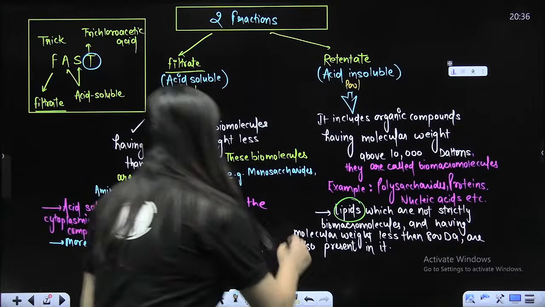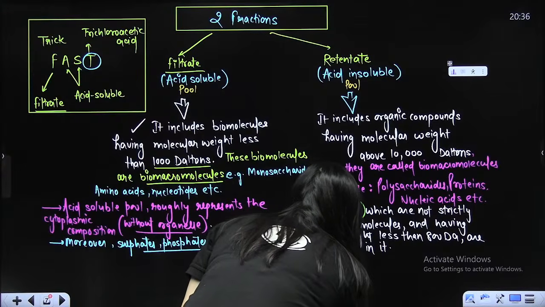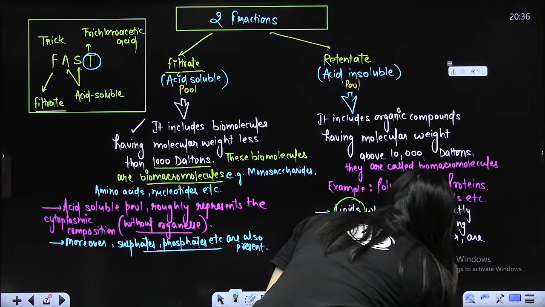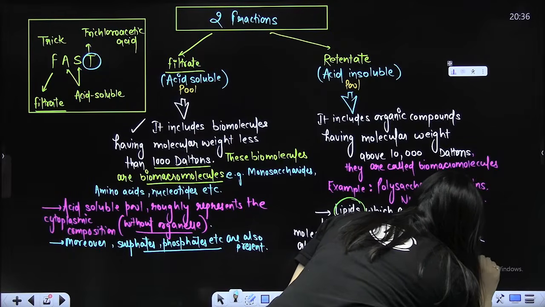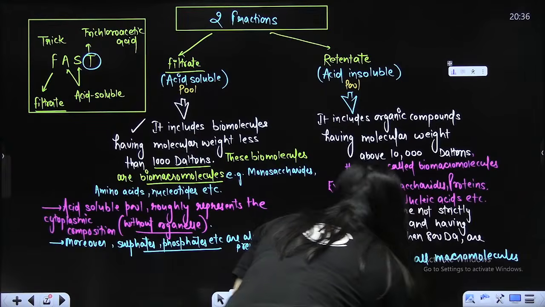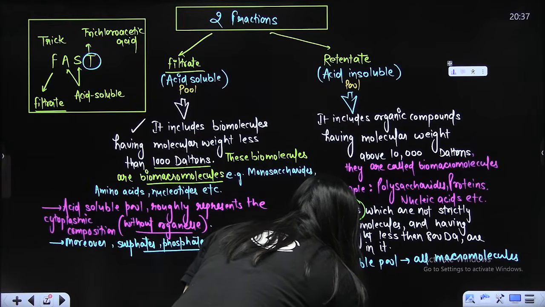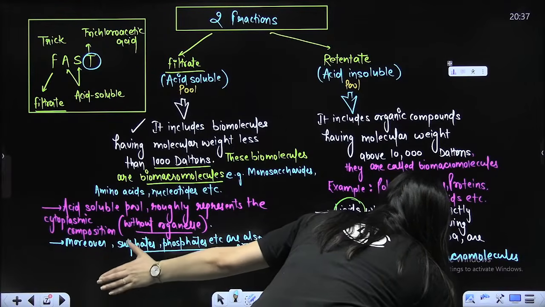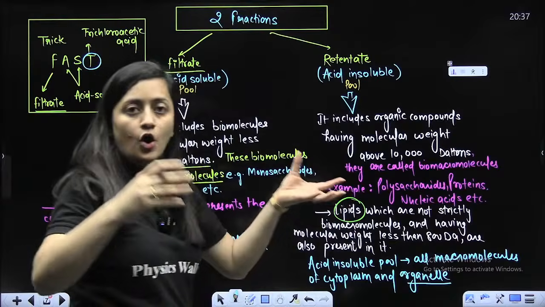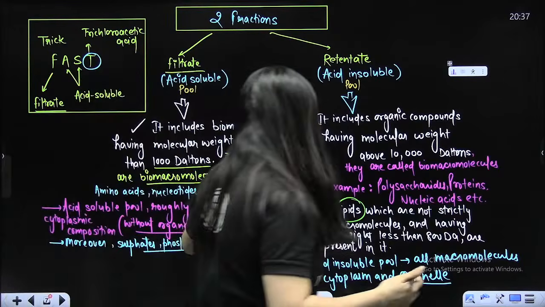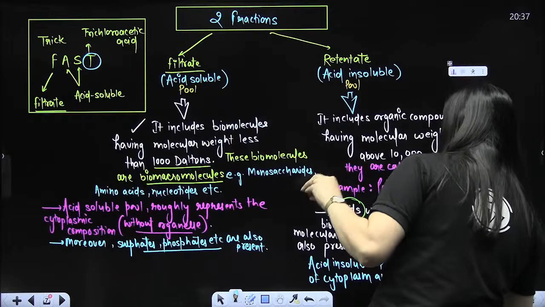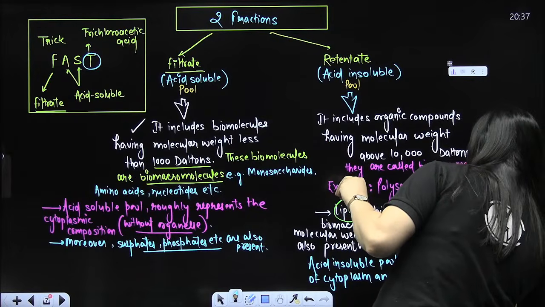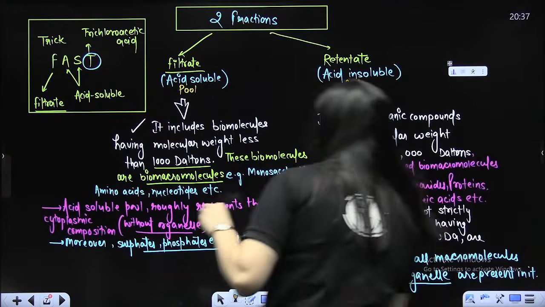So obviously, in the acid insoluble pool, all macromolecules of cytoplasm and organelles are present, right? Here it was without organelles. So whatever macromolecules of organelles and of cytoplasm are there, they will be in this retentate. That's what you need to know.